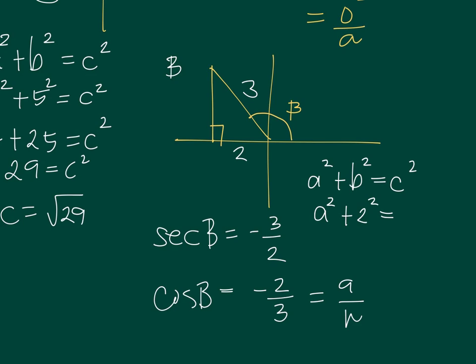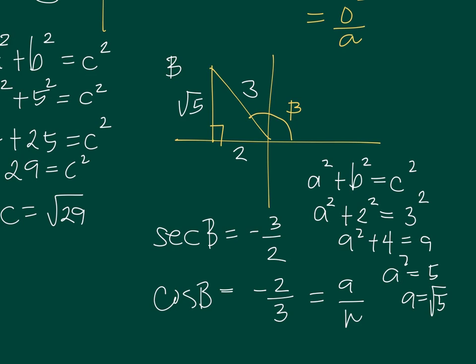We already know c, so that's 3, so we can have 3 squared. So a squared plus 4 is equal to 9. A squared is equal to 9 minus 4, or 5. That gives us a equals the square root of 5. Again, we consider the positive number.